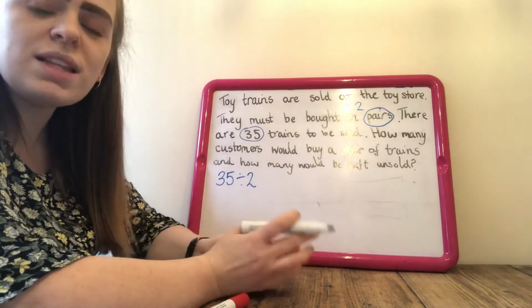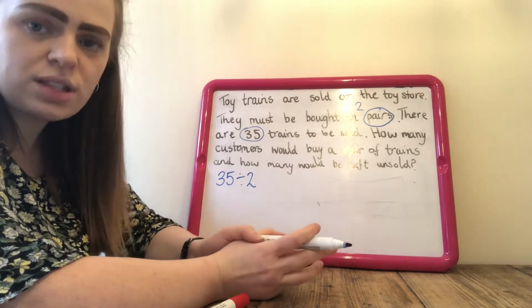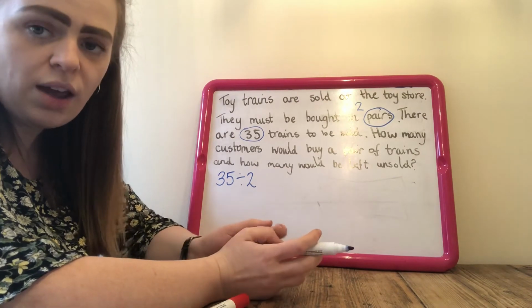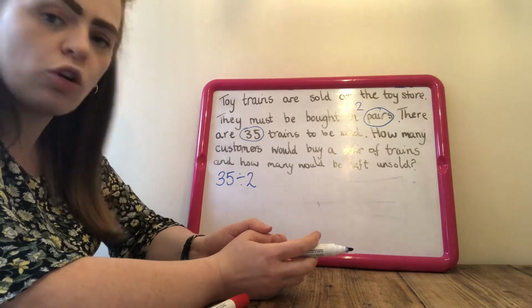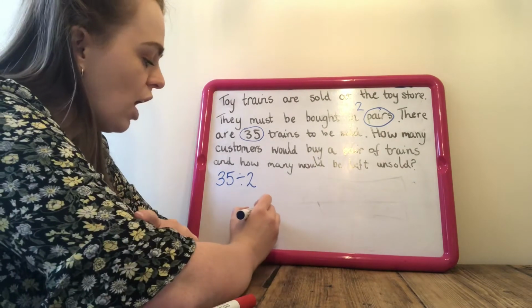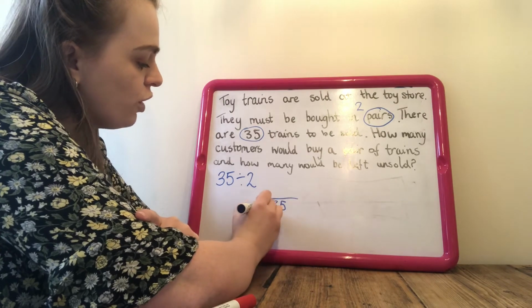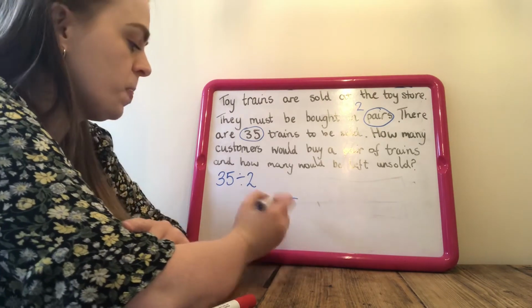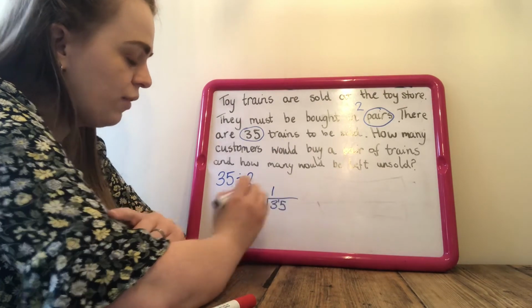Now, as always, there are a few ways that you can work this out. You can do a formal division. You could draw out this problem. I think I'm going to go for a formal division, but it's up to you how you would like to solve this problem. So, I've got 35 divided by 2. How many 2s go into 3? 1 with 1 left over.